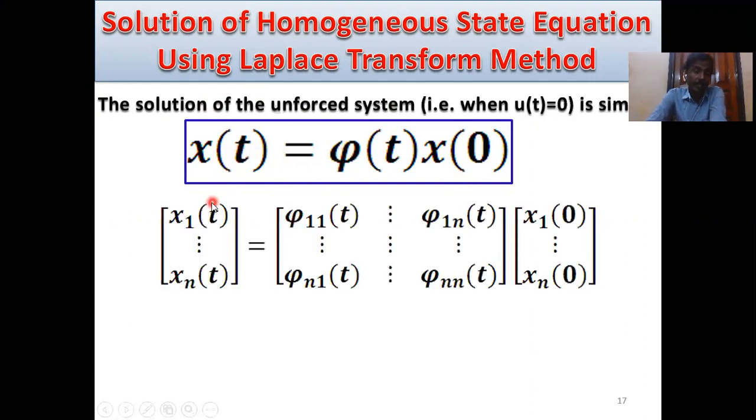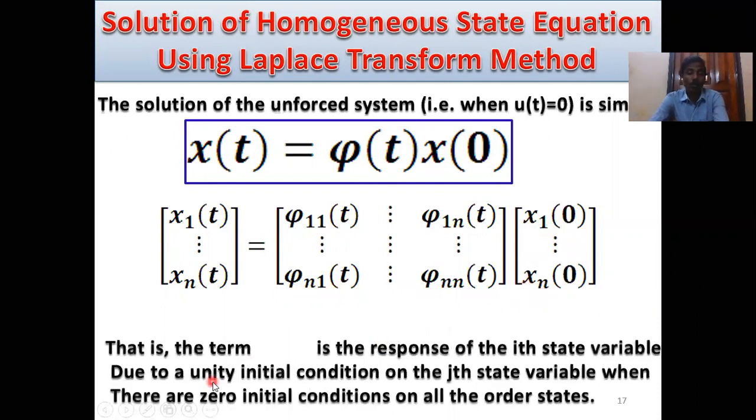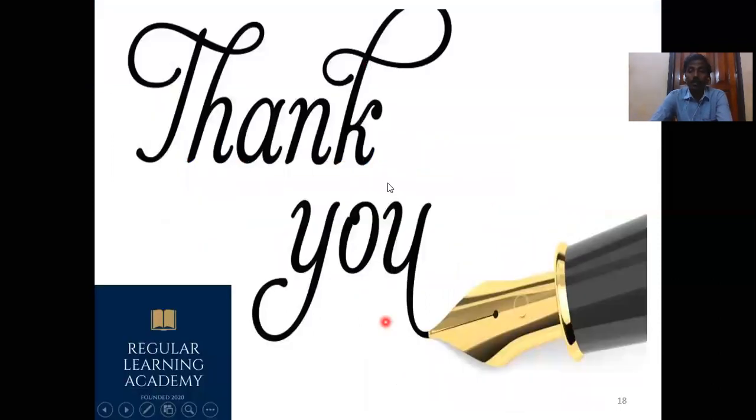And what is x(t)? x(t) equals x1(t), x2(t), x3(t) and so on up to xn(t). And phi t equals the matrix with first row phi 11(t), phi 12(t), phi 13(t), up to phi 1n(t), second row phi 21(t), phi 22(t), up to phi 2n(t), and last row phi n1(t), phi n2(t), up to phi nn(t). This is of n cross n dimension, and this is x1(0), x2(0), x3(0) up to xn(0). So the term phi ij(t) is the response of the ith state variable due to unity initial condition on the jth state variable when there are 0 initial conditions on all the other states of the system. So thank you.